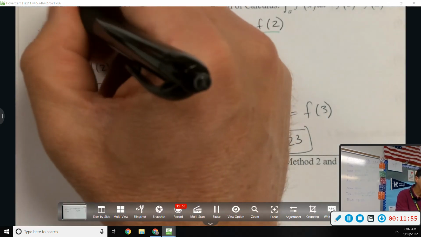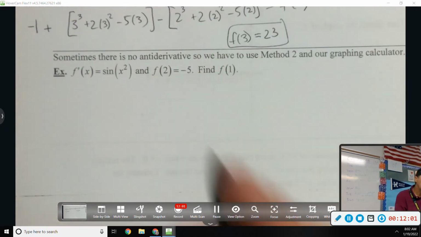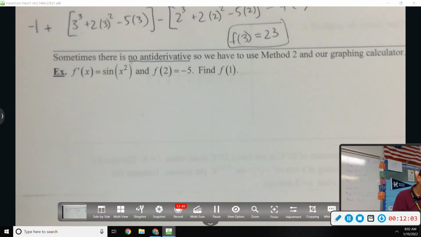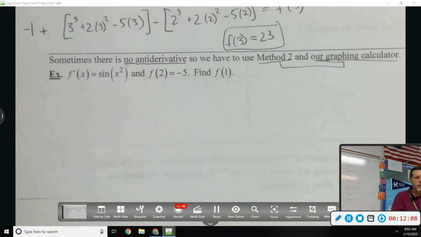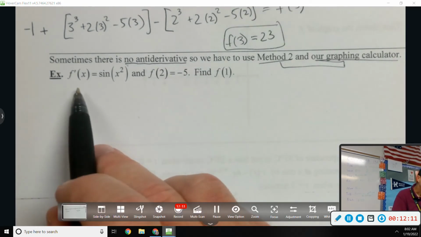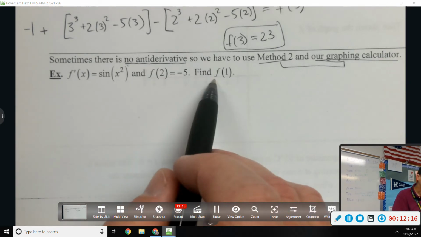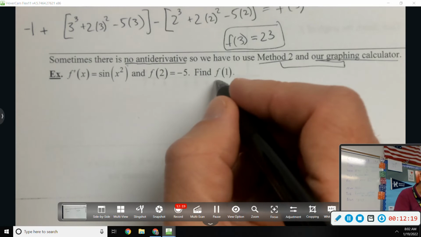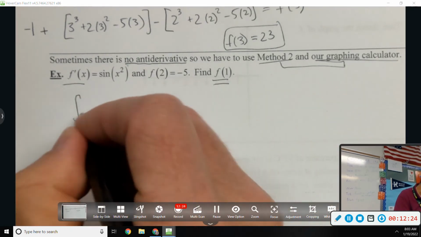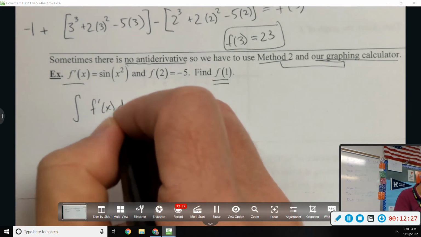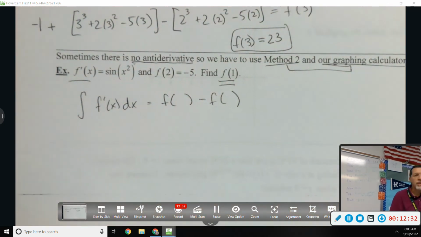The real reason we like the second method is this next example. Sometimes there is no antiderivative. So we have to use method 2 with the calculator. All right, so f prime is sine of x squared. f of 2 is -5. We want to find f of 1. Okay, well, if I'm looking for f of 1, and I know f prime, I should probably integrate f prime, because that would give me f of x.